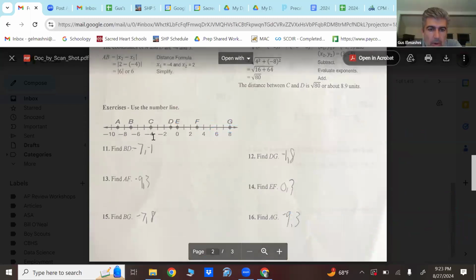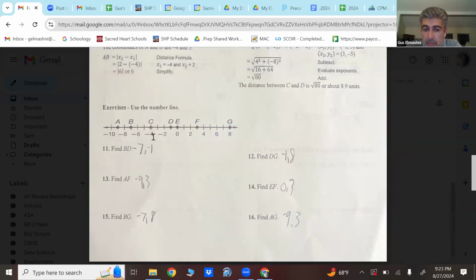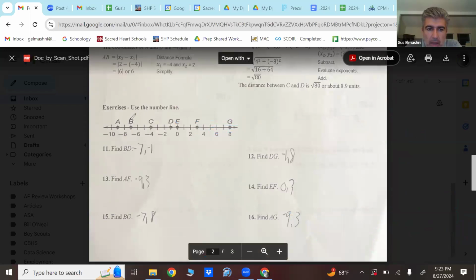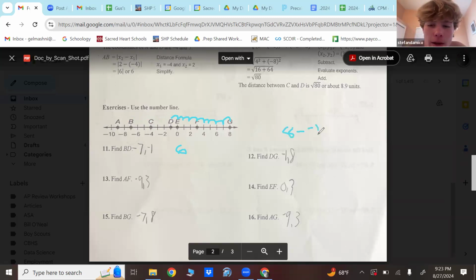So you gave the coordinates. I like that. What's the difference between them? So basically, how many jumps? 1, 2, 3, 4, 5, 6. So it's just 6. Or DG: how many jumps? It's not 7, because you're going from -1 to 8. So you're subtracting, which is 9.